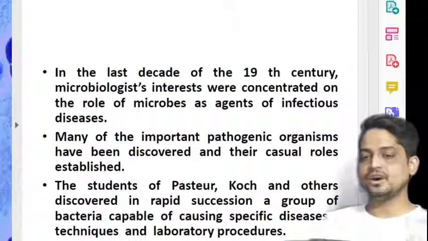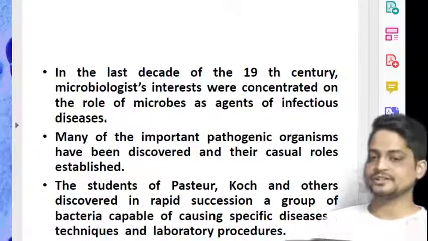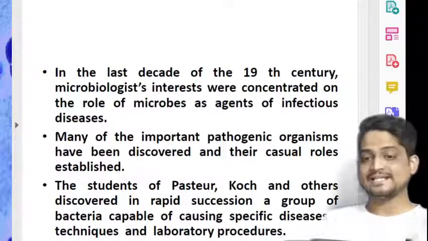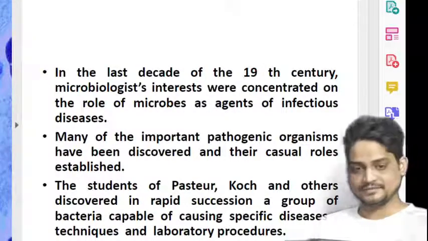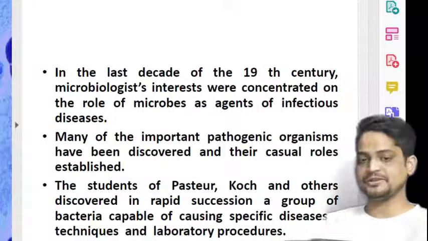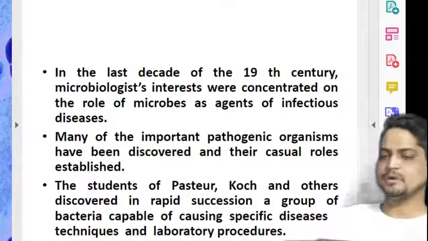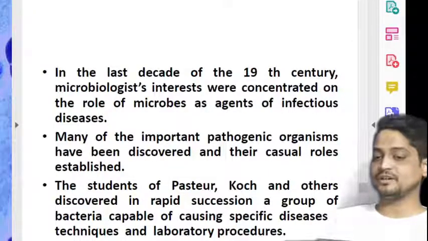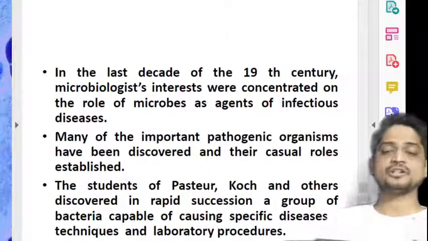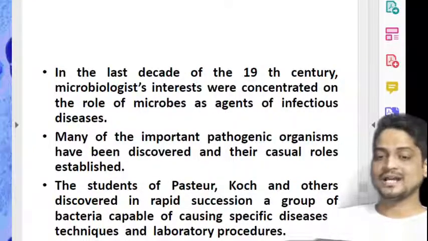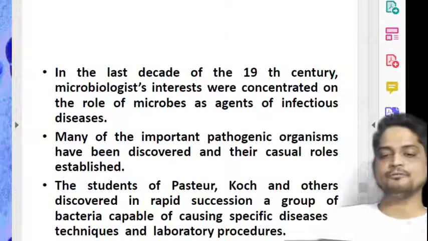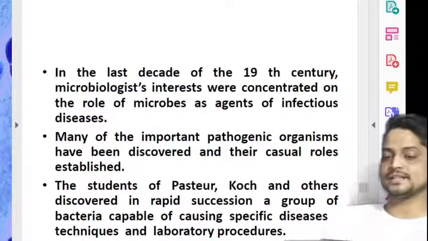In the last decade of the 19th century, microbiologists' interests were concentrated on the role of microbes as agents of infectious disease. So this was called the golden period for microbiology, since many of the important pathogenic organisms were discovered and their causal roles established. The students of Pasteur, Koch and others discovered in rapid succession a group of bacteria capable of causing specific diseases.